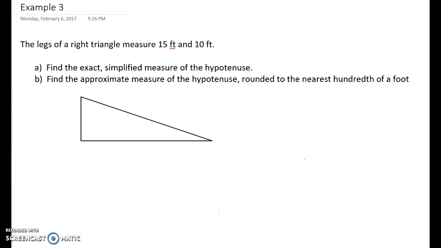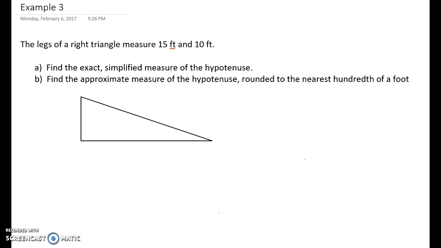In part 2 of the Pythagorean theorem video set, we are going to do 2 more examples. Example 3. The legs of a right triangle measure 15 feet and 10 feet. Find the exact simplified measure of the hypotenuse, and find the approximate measure of the hypotenuse rounded to the nearest hundredth of a foot. So I'm using the Pythagorean theorem.